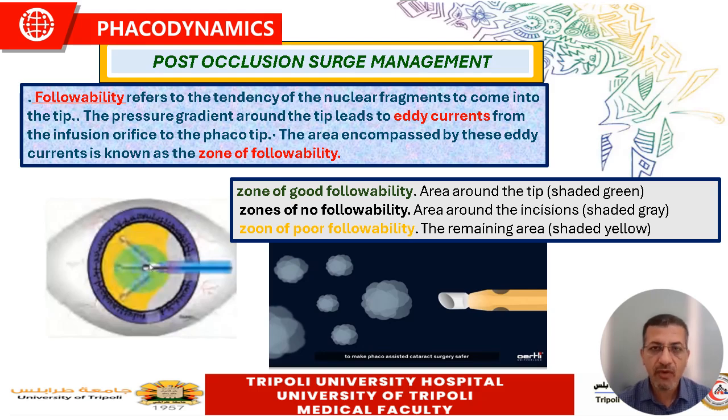The more the aspiration flow rate, the more the followability. And this is related to many variables. The main one is the eddy current created by the infusion fluid. As you can see here, the infusion fluid will create an eddy current. This eddy current creates a zone of good followability, which is shaded in green, a zone of poor followability, which is shaded in yellow, and a zone of no followability, which is in gray, the subincisional zone. By moving the phaco tip, you can improve the zones of your followability.